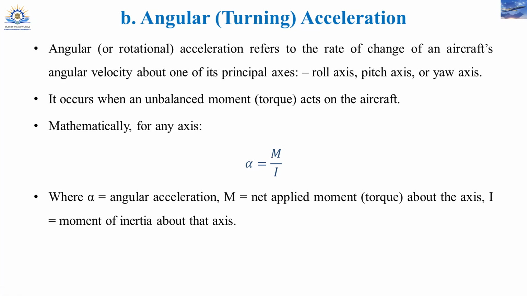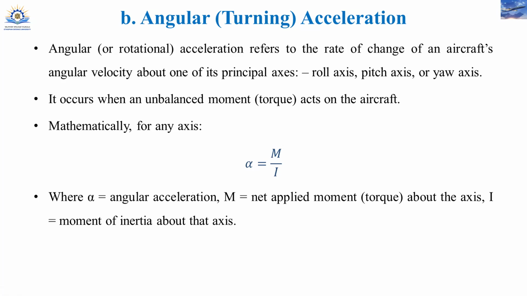Pitching will happen about its lateral axis. So it will pitch up and down, nose pitching up and down. And another is the yaw motion, which is about the vertical axis. Yawing motion, yaw means nose right and left. The motion of the aircraft, nose right and left, is called yawing motion. So those are the three motions and the three axes. It occurs when an unbalanced moment or torque acts on the aircraft. So this rolling, pitching, and yawing happen due to the rotational effect, that turning.